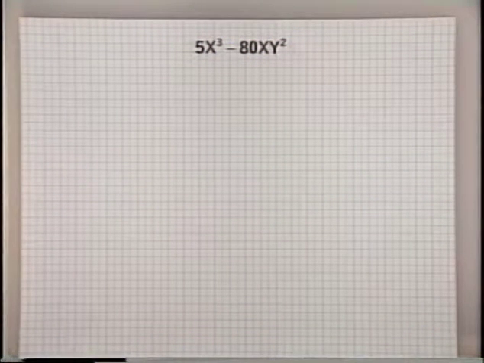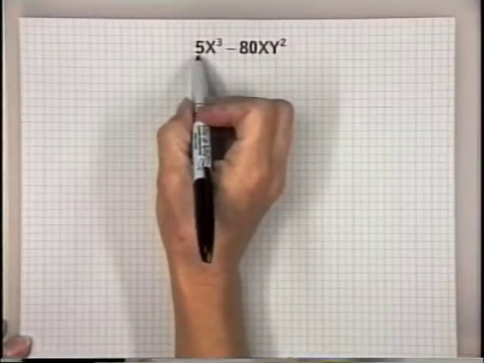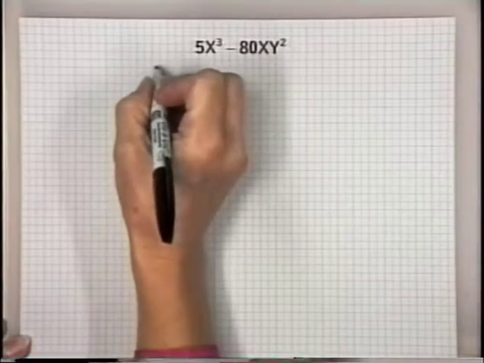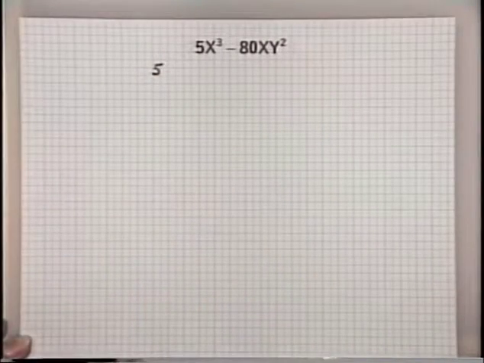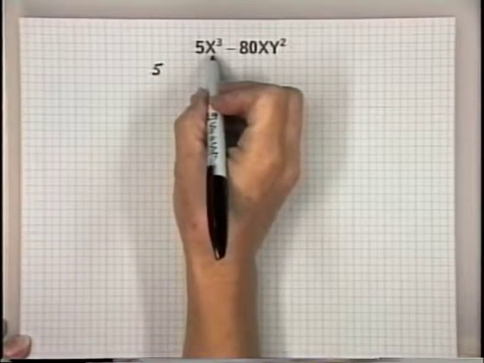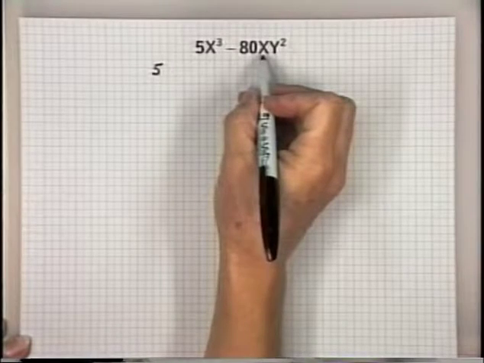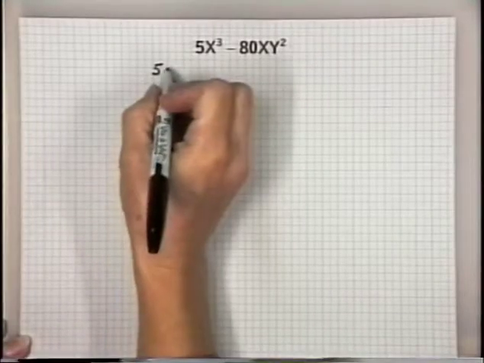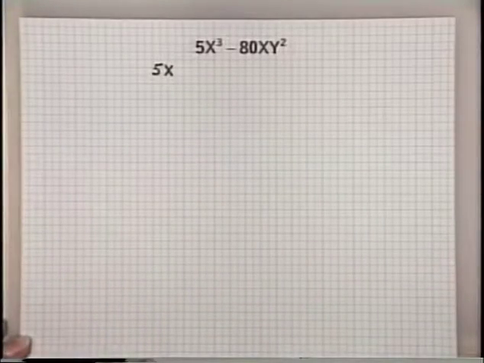5x cubed minus 80xy squared. If we need to factor this, the first thing we will do, remember, is to look for a greatest common factor. Looking at my numbers, it is easily seen that 5 is a common factor of both 5 and 80. So I know I can factor out the number 5. But looking at my letters, I notice that I do have x's in both terms as well, the smallest exponent being x to the first power. So I also have a common factor of x.